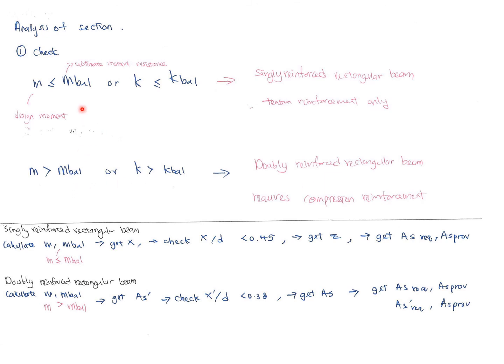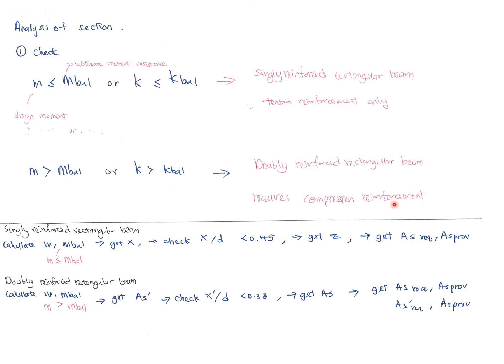So, okay, let's conclude here. You can see that I made a conclusion here for the analysis of sections. For the checking, the design moment M must be less than the M balance, the ultimate moment resistance, or K is less than K balance. So you will use a singly reinforced rectangular beam. If M is greater than M balance, which is the design moment is greater than the ultimate moment resistance, or K is greater than K balance, then you need to use a doubly reinforced rectangular beam, meaning you need to have the compression reinforcement.